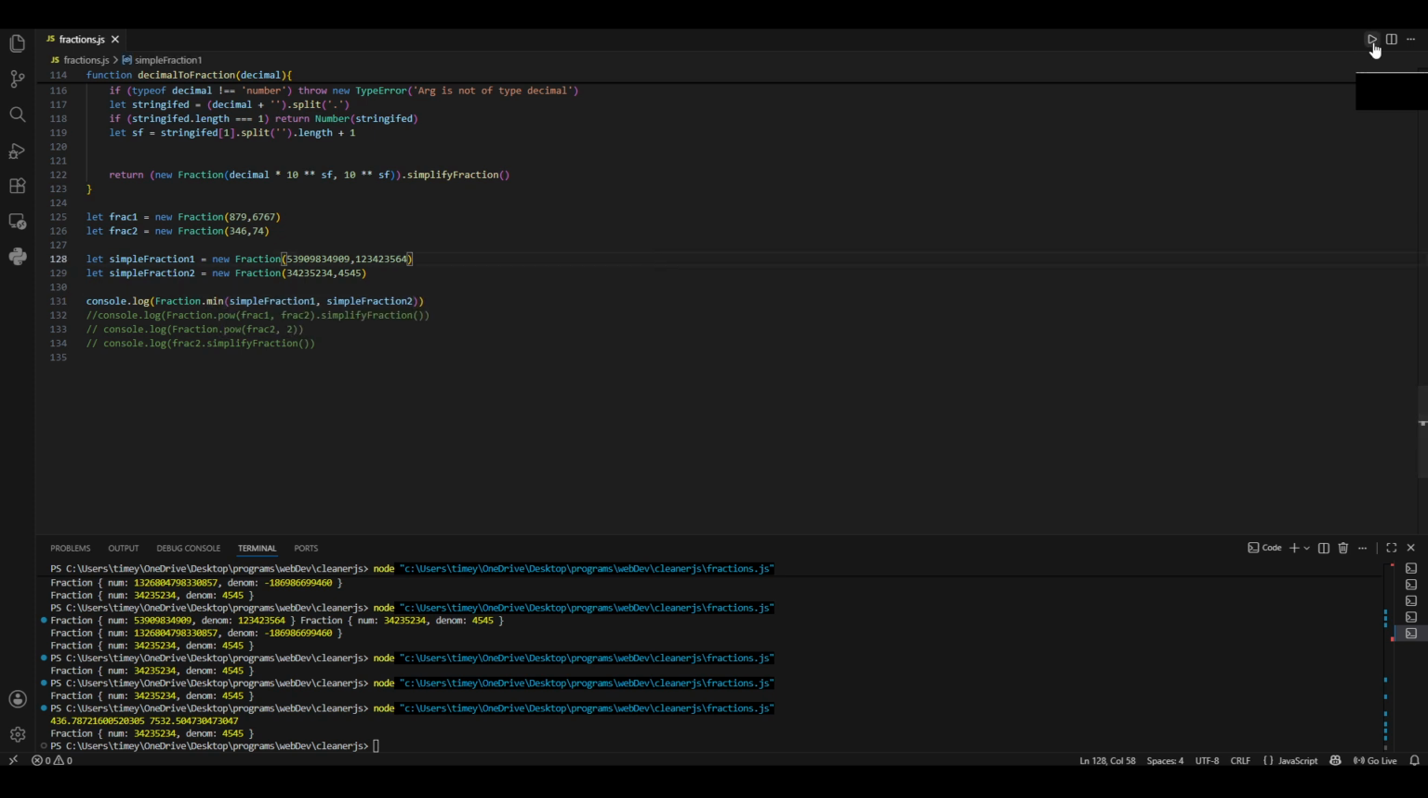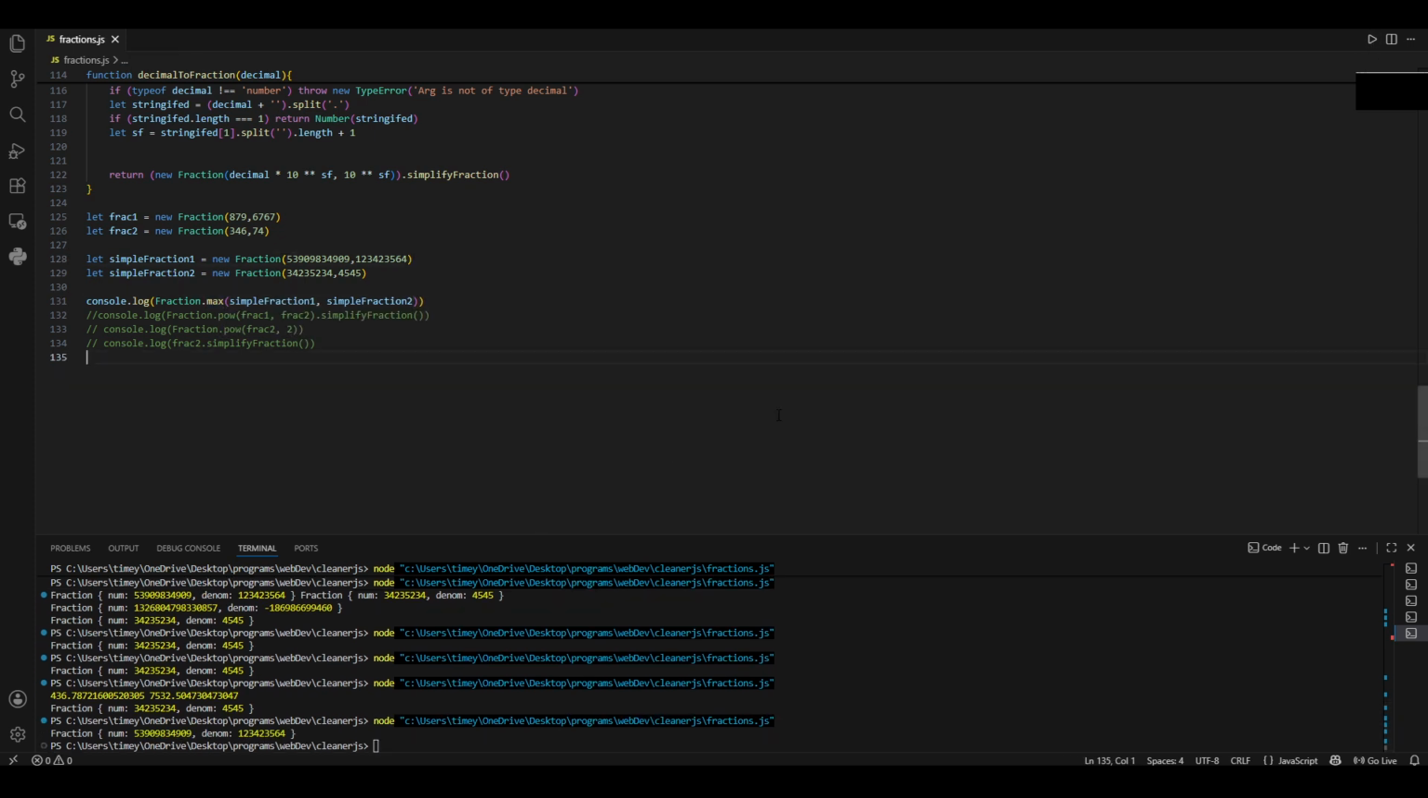Let's try min, it should say the top one. It does. There you go. That's how to make a simple min slash max fraction calculator in JavaScript.